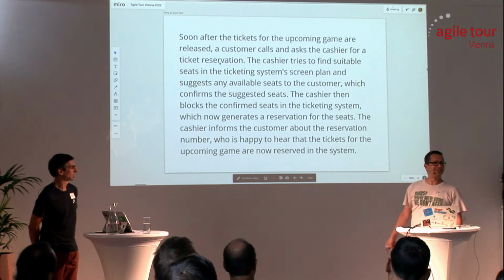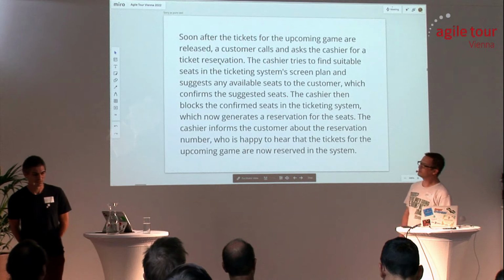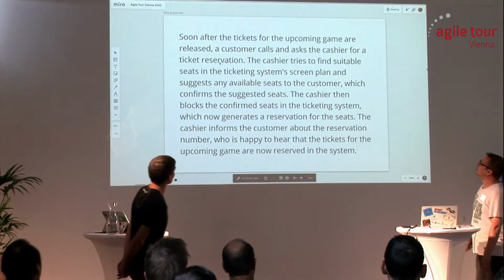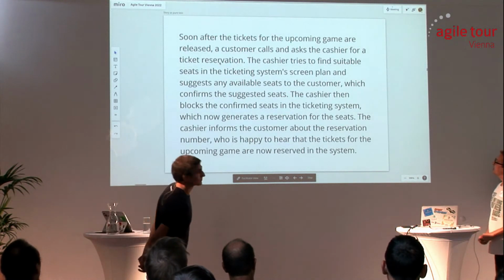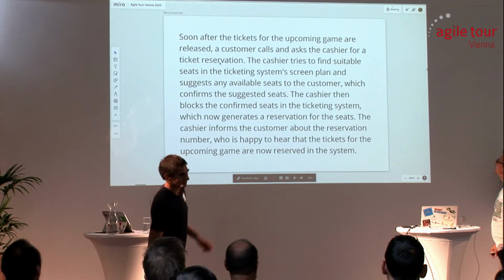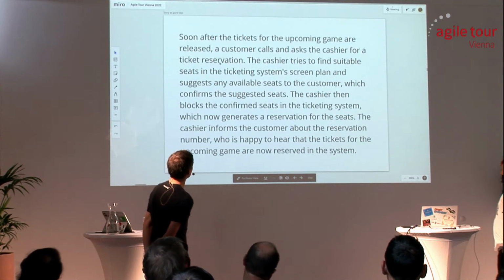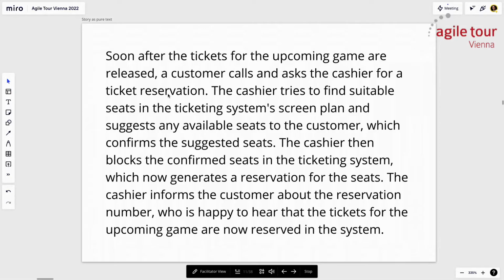I have brought you a little story. Storytelling is about stories. So let's look at this story. I'm reading it out loud. Soon after the tickets for the upcoming game are released, the customer calls and asks the cashier for a ticket reservation. So the cashier tries to find suitable seats in the ticketing system screen plan and suggests any available seats to the customer, which confirms the suggested seats. The cashier then blocks the confirmed seats. Sorry to interrupt you. Anybody can follow now?